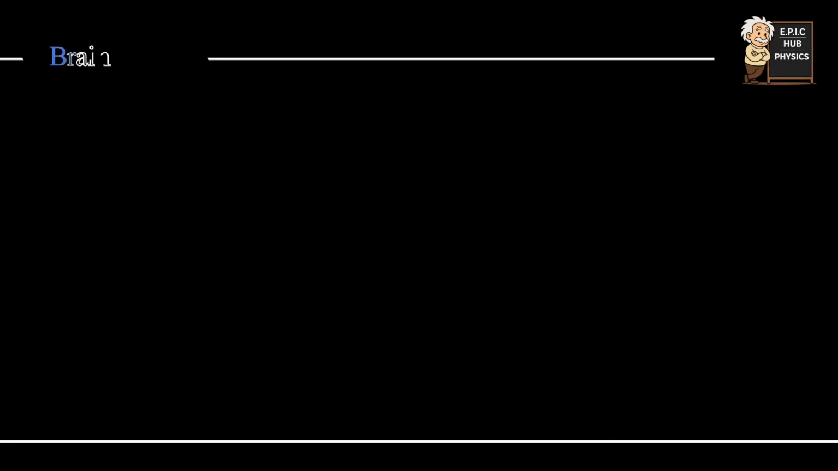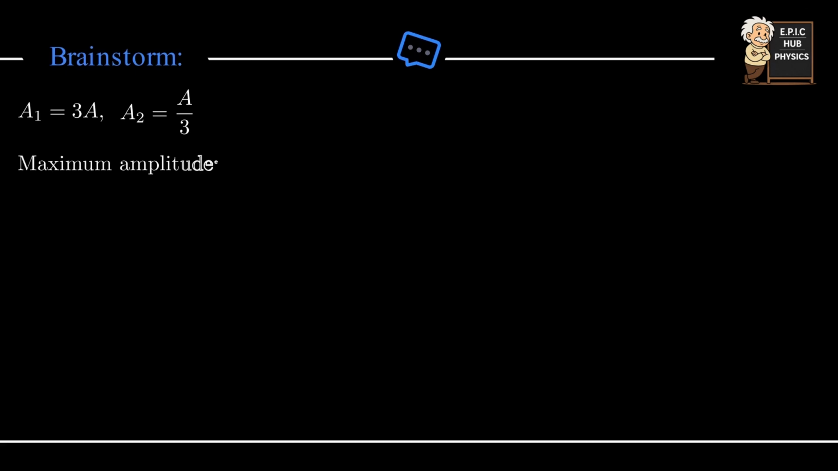Now let's think through the solution step by step. We begin by identifying the amplitudes of the two waves. The amplitude of the first wave is 3a. The amplitude of the second wave is a divided by 3. Next, we determine the maximum amplitude of the resultant wave. The maximum amplitude occurs when the waves arrive in phase, so we simply add the two amplitudes together.